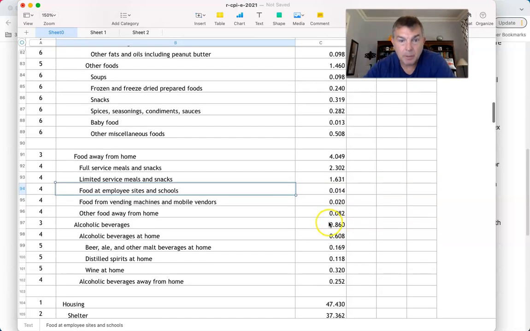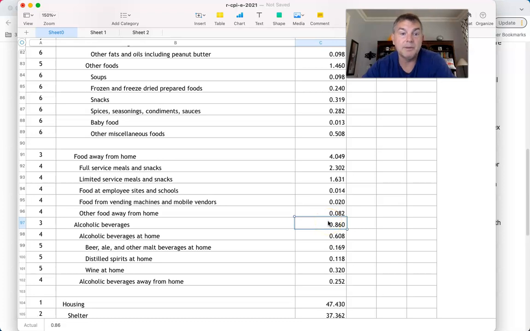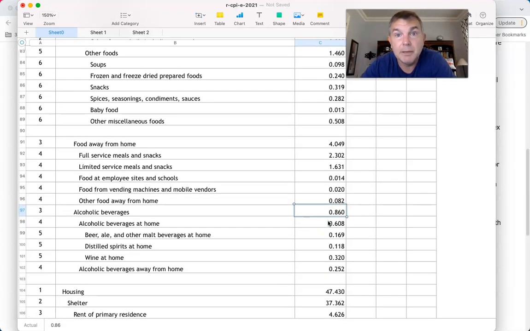But alcoholic beverages. I don't drink, so I would immediately remove that. That's about 1%. Now, if you drink, that would be big for you. But again, these are things you need to look at in your own budget, how much you spend on alcohol. I spend a big fat goose egg because we don't drink in this house.